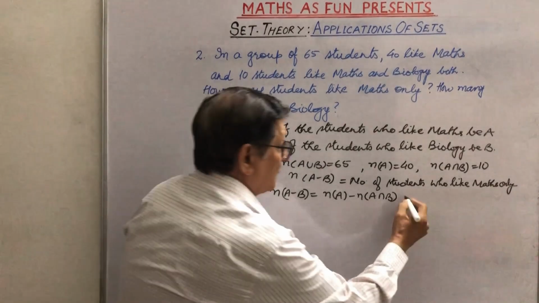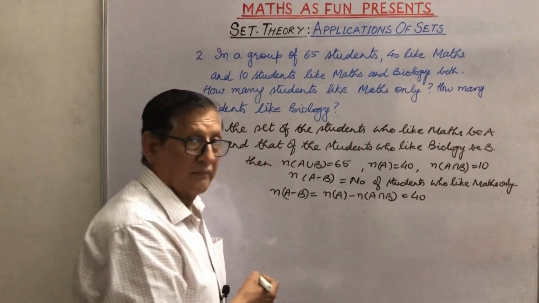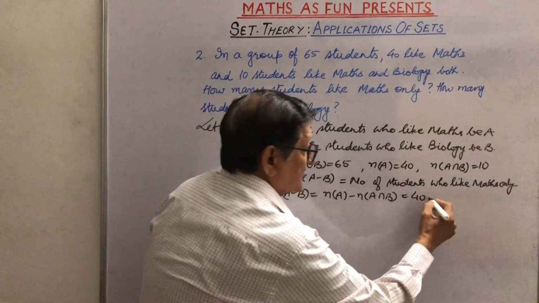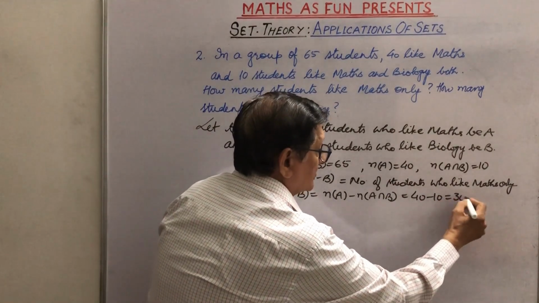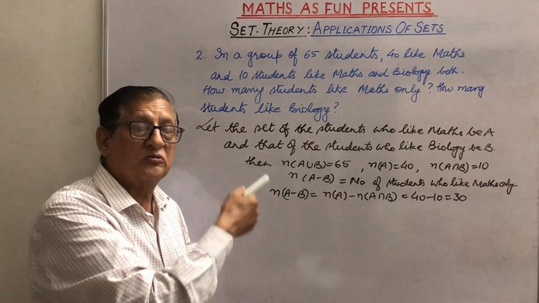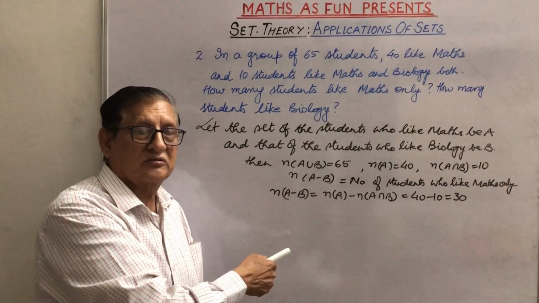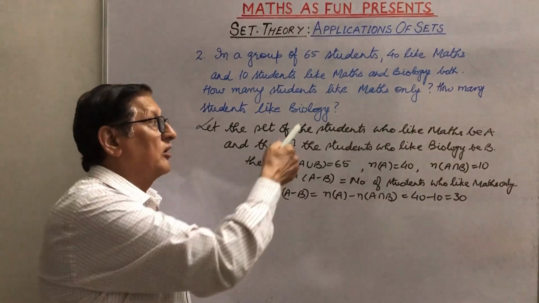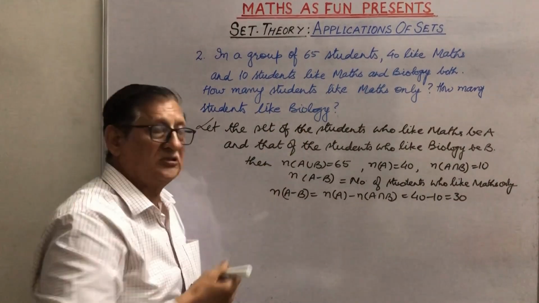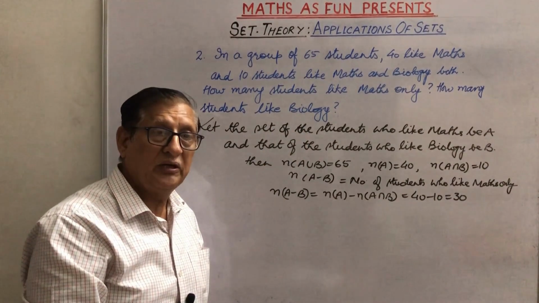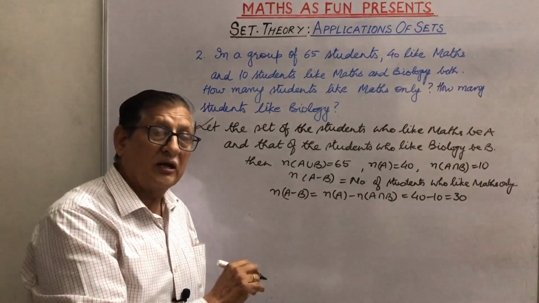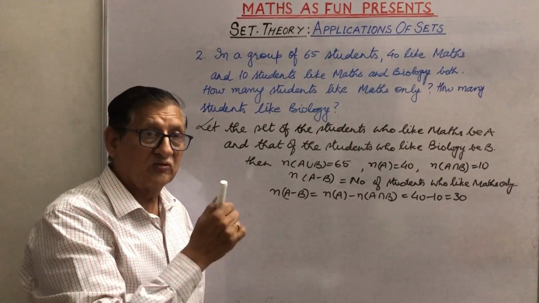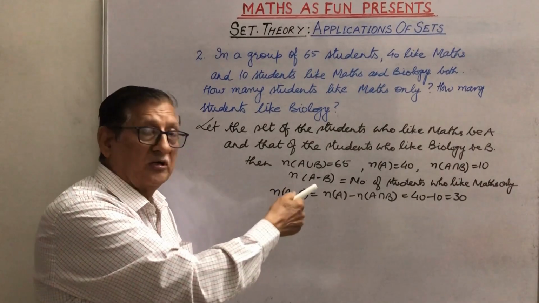N(A) here is 40. N(A intersection B) is 10, and that becomes 30. It means 30 students like only maths. And now we have to find out how many students like biology. It means we have to find out N(B). To find out N(B), we have to apply the formula of N(A union B).